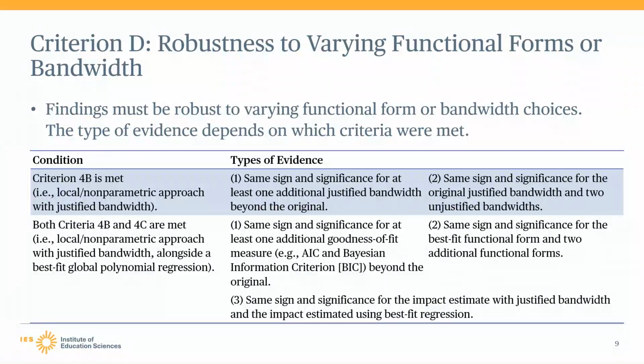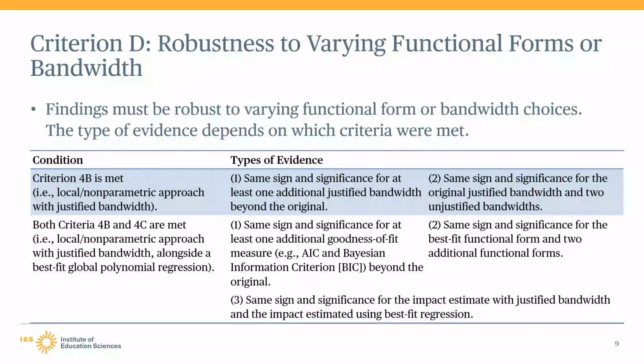The first is if findings from robustness checks demonstrate that the sign and significance of impact estimates is the same for one additional justified bandwidth beyond the one used in the primary analysis. Two impacts are considered to have the same significance if they are both statistically significant at the 5% significance level, or if neither of them is statistically significant at the 5% significance level.